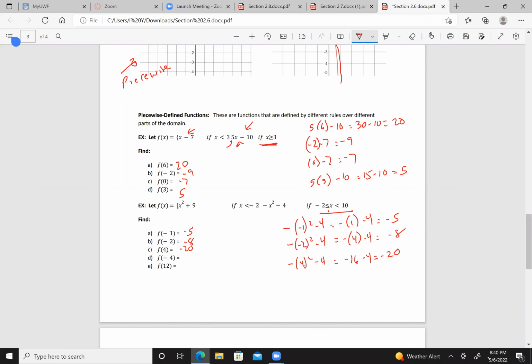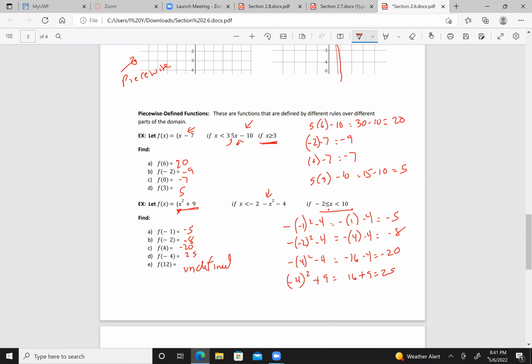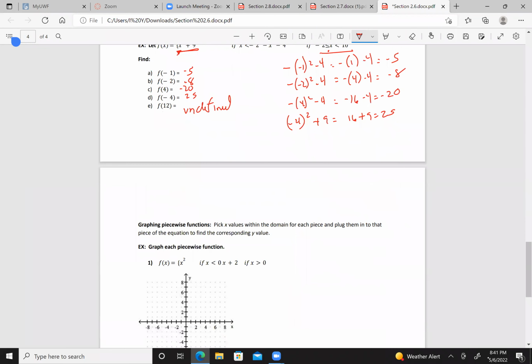Okay, now we have negative 4. In that case, we're using this one because negative 4 is less than negative 2. So I have negative 4 squared. Note it says x squared, where this says the negative of x squared, plus 9. So I have 16 plus 9, which is 25. And 12, well, 12 is greater than 10, so it would be undefined. Okay, so now let's see how to graph this.